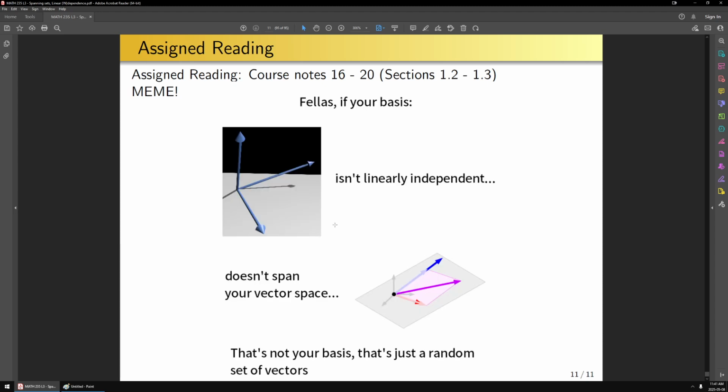Nevertheless, we have a meme. Fellas, if your basis isn't linearly independent and it doesn't span your vector space, it's not a basis. It's a random collection of vectors.